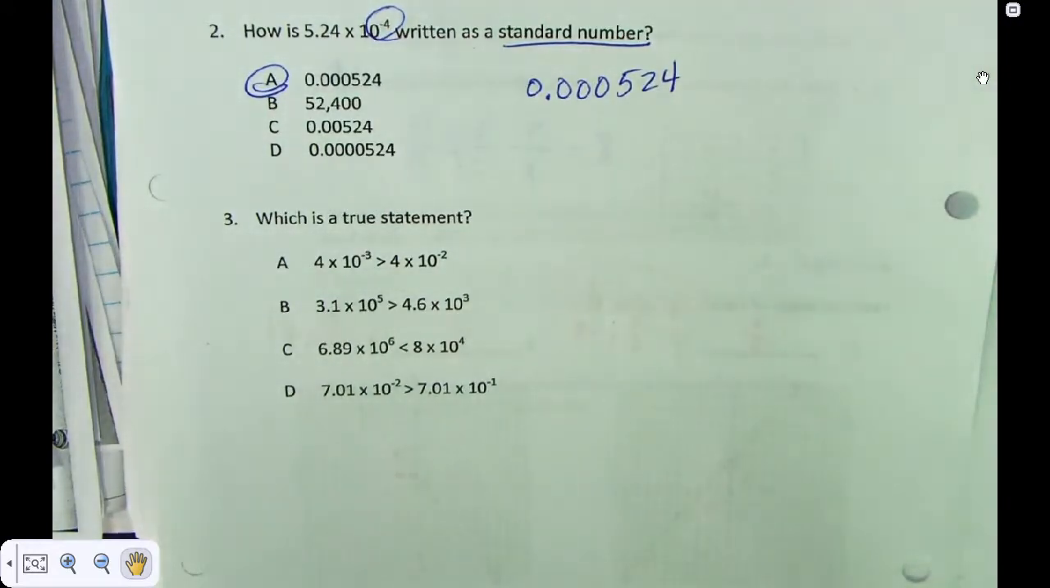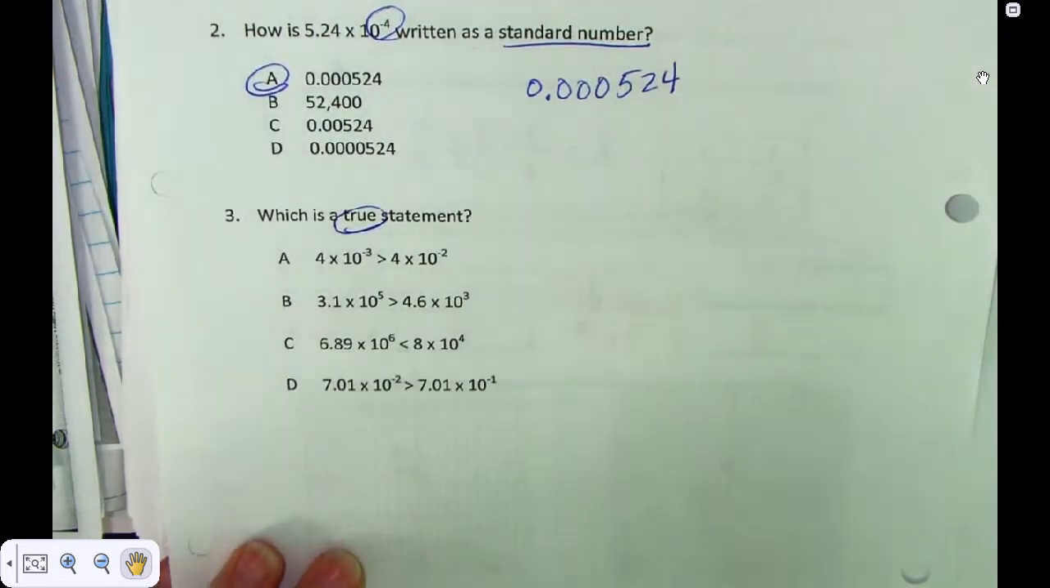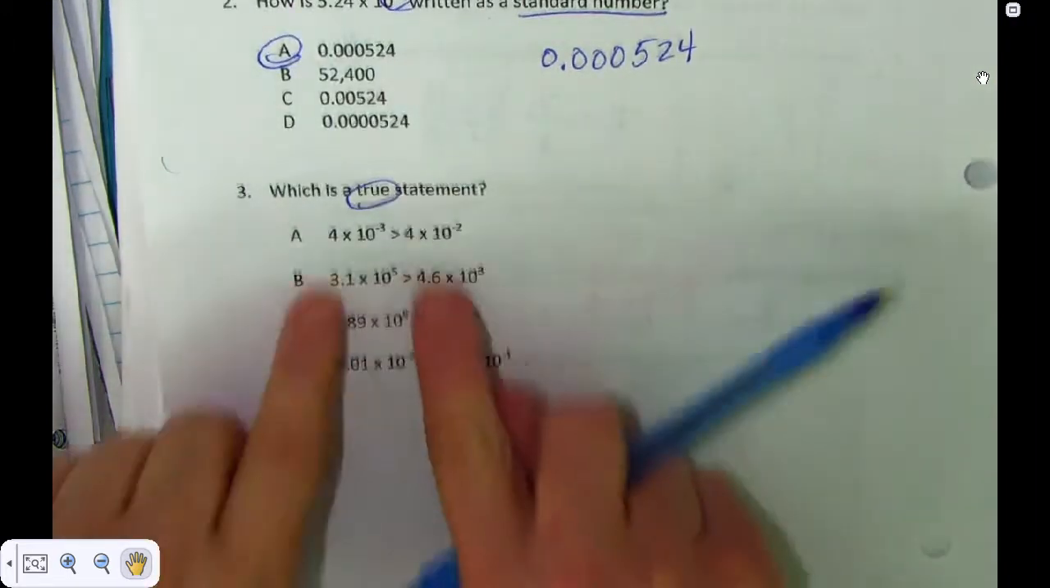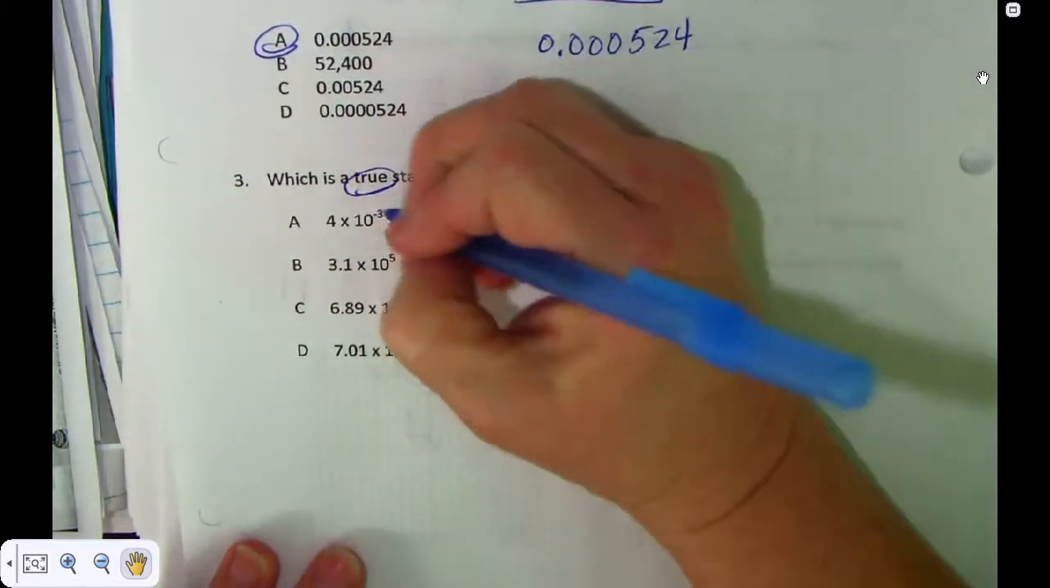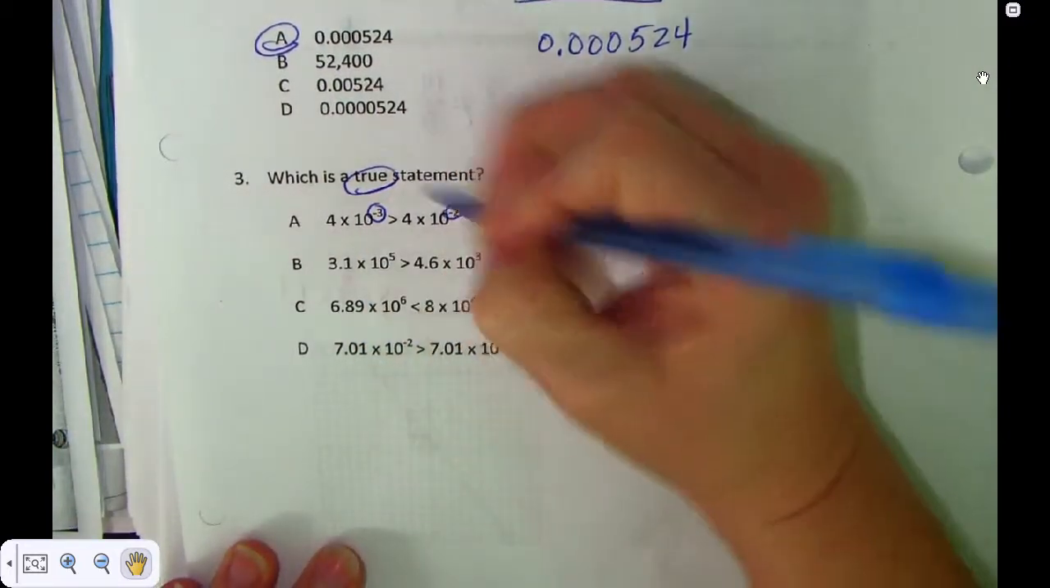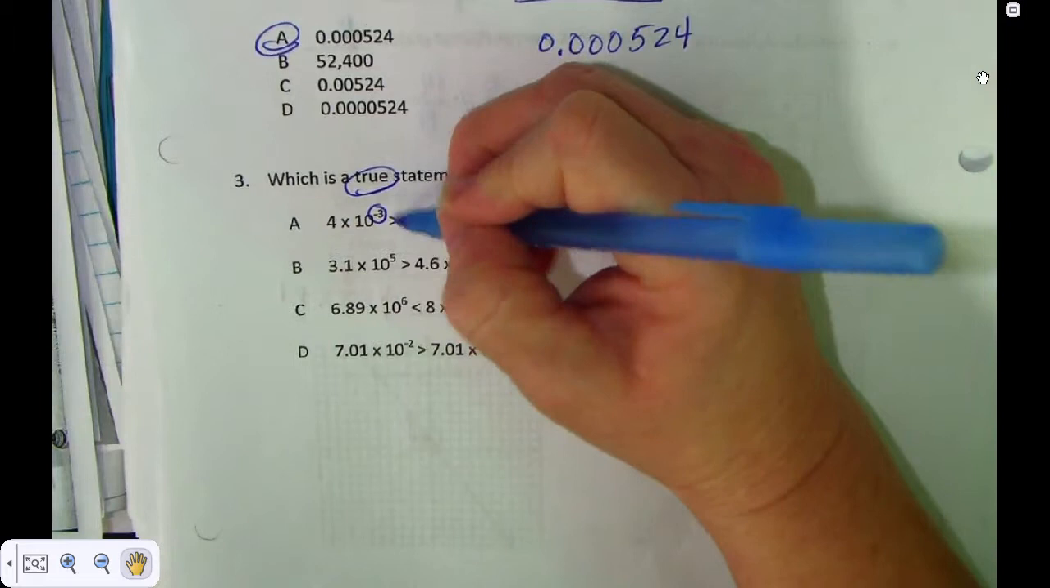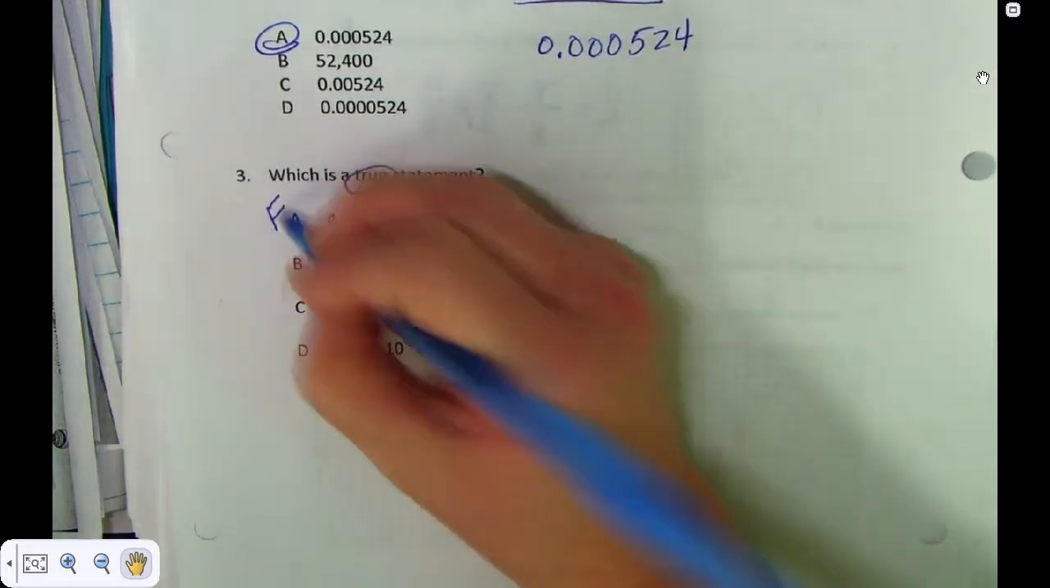Now, on number 3, you actually could use a calculator, couldn't you? Yes, ma'am. And just figure out which one's true statement. But I'm going to show you something. Since the 4s are the same, I just looked at the exponents and I said, -3 is not greater than -2. That's false.